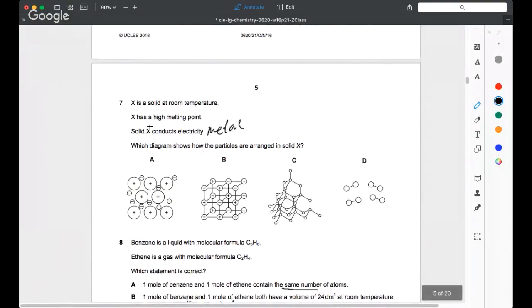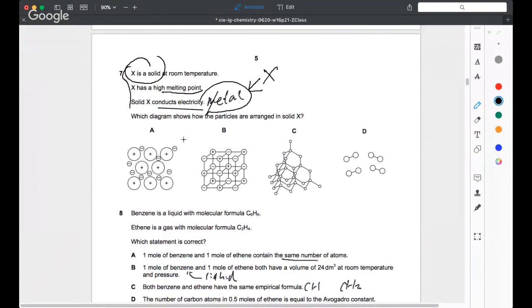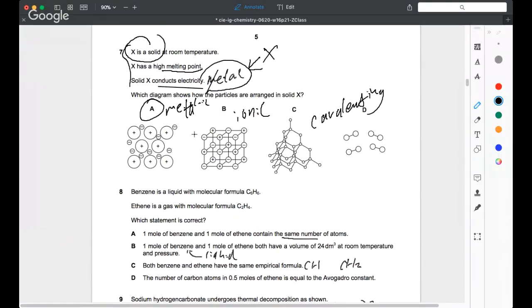Question number 7. From the description here, we can immediately say that X is a metal because it conducts electricity, has a high melting point, and metal is often solid. So A is metallic bonding, B is ionic bonding, C and D are covalent bonding. So the metal obviously is metallic bonding, so the answer is A. Okay, next question.